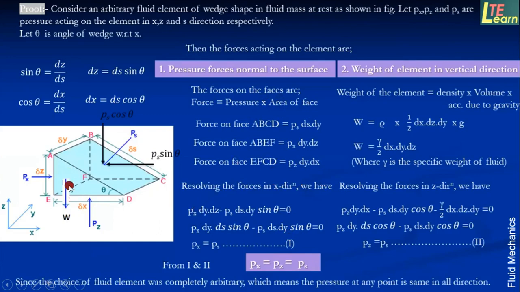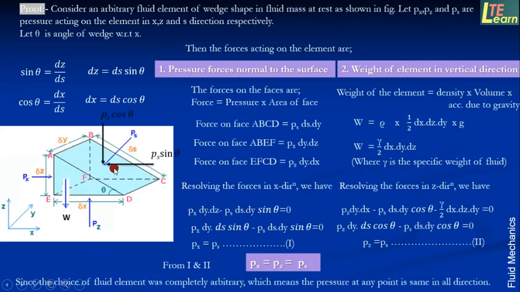So here in x direction, the forces which will be directing towards right direction will be taken as a positive sign, and the forces directing in left side will be taken as a negative sign. So let us see the first force, px dy dz. This is a force which is acting on this ABEF plane, and this force is along x direction. Px will be positive, px dy dz.